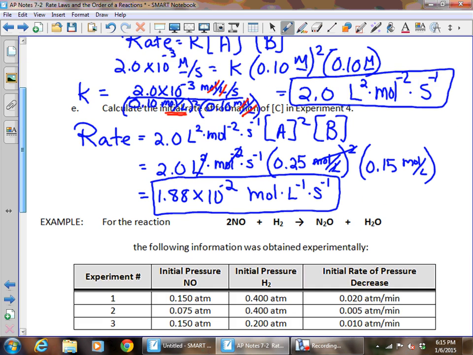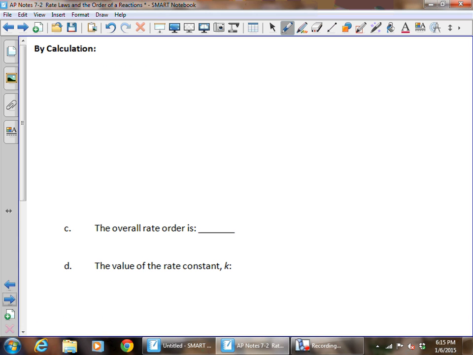Okay, so let's look at the next one. The only difference in this one, I'm not going to show you another calculation because I've already shown you one on how to find a rate order by calculation. There's no sense in wasting video time to do that. We would come up with the same exact answer for this that we did before, the fact that the overall order of the reaction is 3 because the pressure of NO has got a rate order of 2 and the pressure of H2 has a rate order of 1.